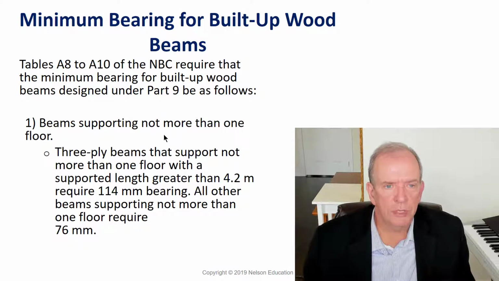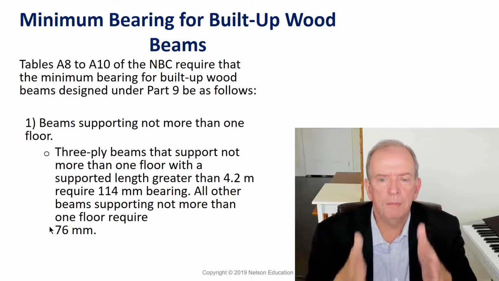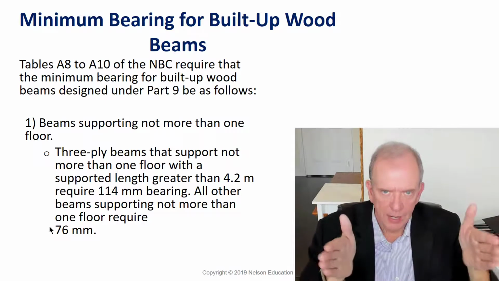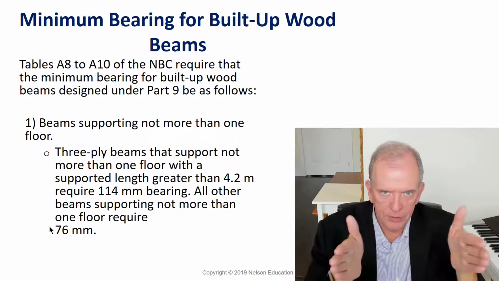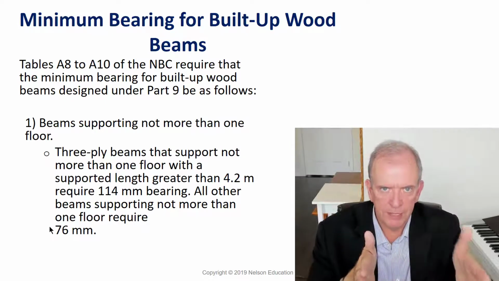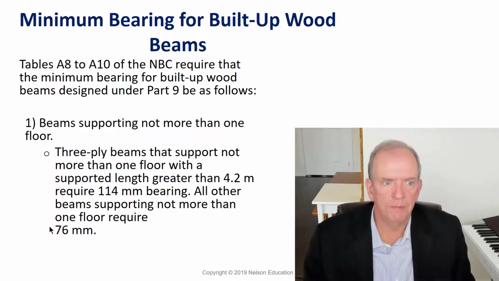So there are tables in the building code that give the minimum bearing for built-up wood beams, and this is just giving sort of a building code outline of it. 3-ply beams means you've got 3 joists side by side that are nailed together that make up that beam. So 3 pieces, that would be 3-ply. 4 pieces, that would be 4-ply. 5 pieces, that would be 5-ply.